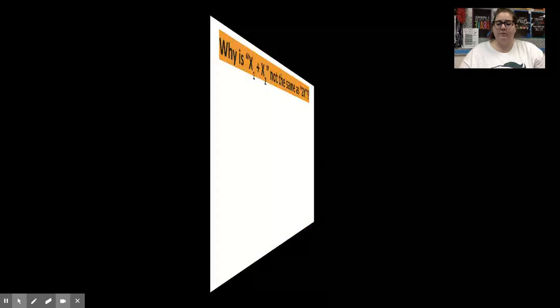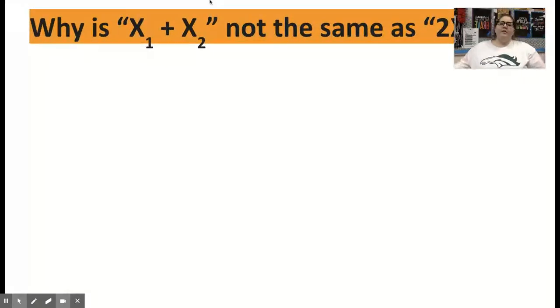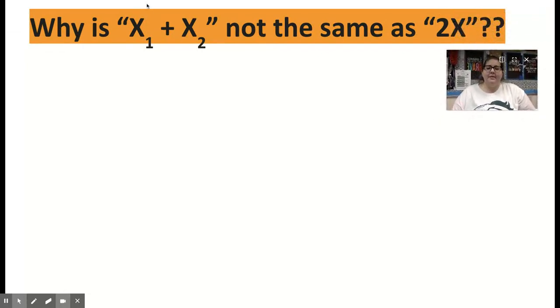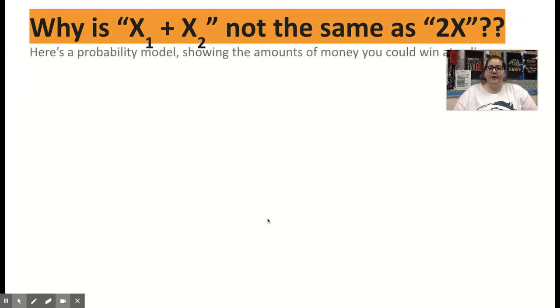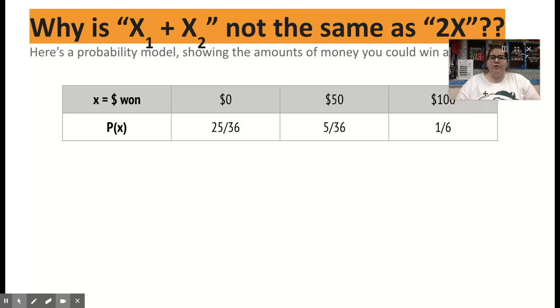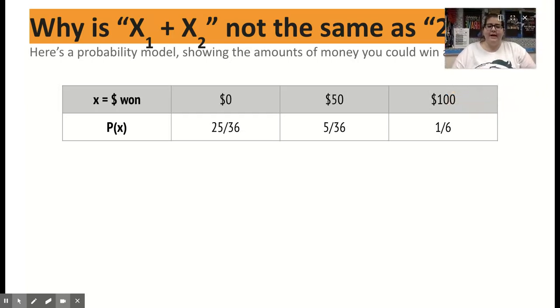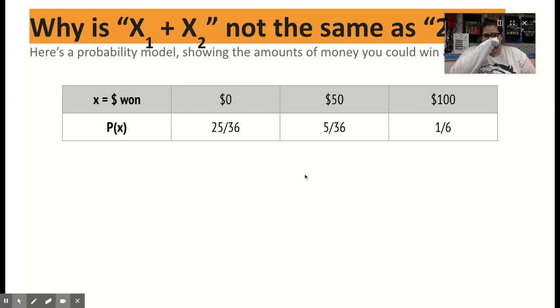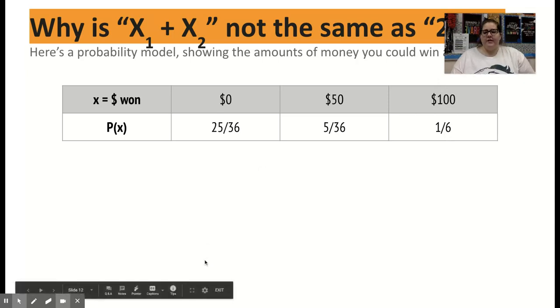So now I want to look at a couple of more real life examples where we talk about why scaling is not necessarily the same as adding the same variable twice with the combination rule. So let's look at an example. Here is a probability model showing amounts of money you could win at a dice game. This is from the last lesson example towards the end. So you could win $0 with a 25 out of 36 chance, you can win $50 with a 5 out of 36 chance, or you could win $100 with a 1 out of 6 chance.